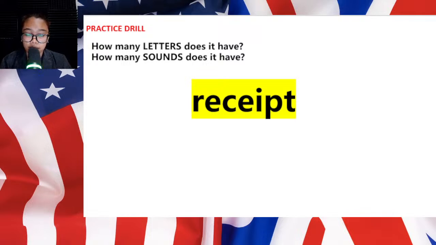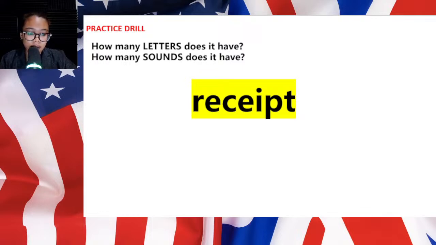This one is also tricky when it comes to pronunciation, because you say it as receipt. Again, the word is receipt. You already know the pronunciation of this word. How do we pronounce this one? Receipt. This is a tricky one, I know.